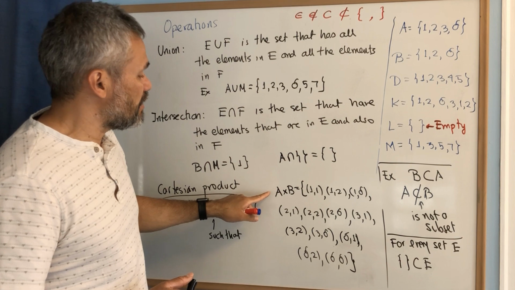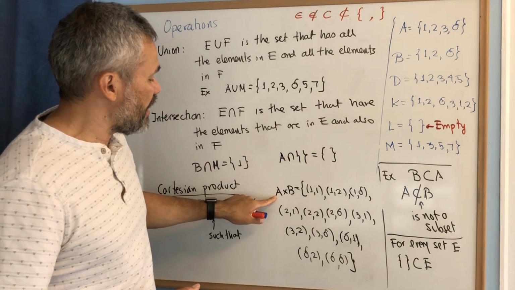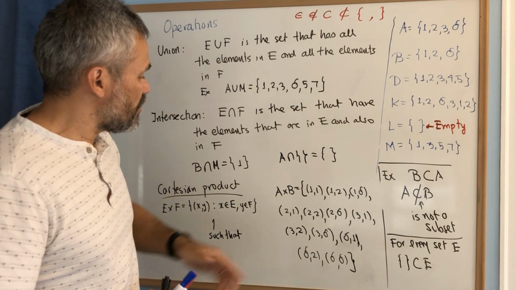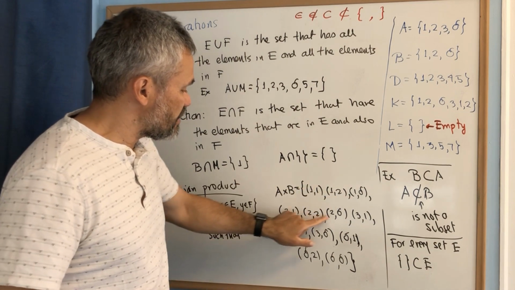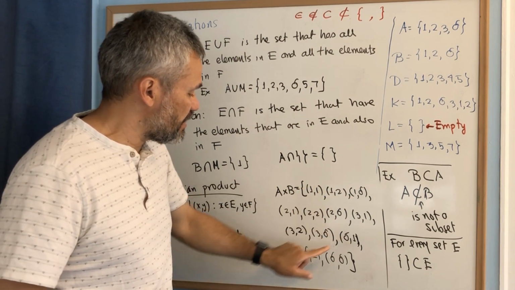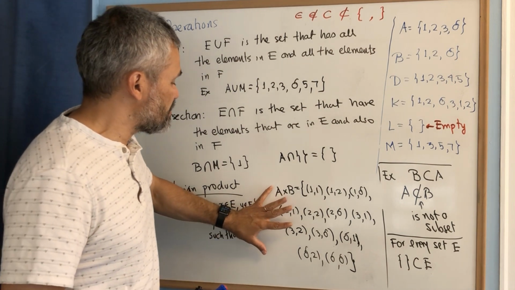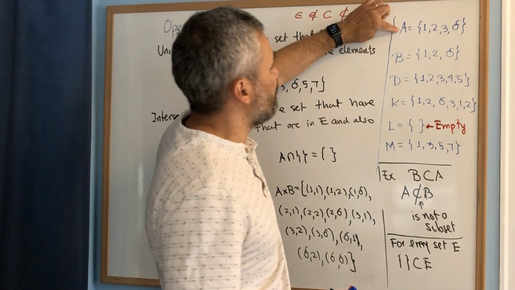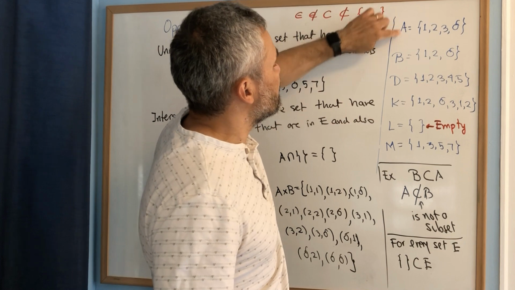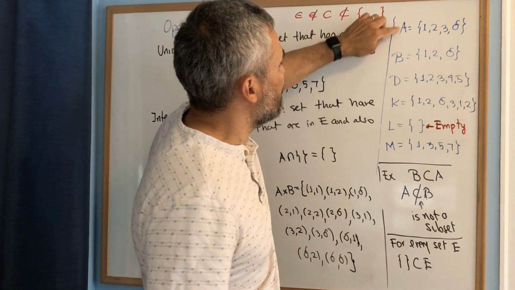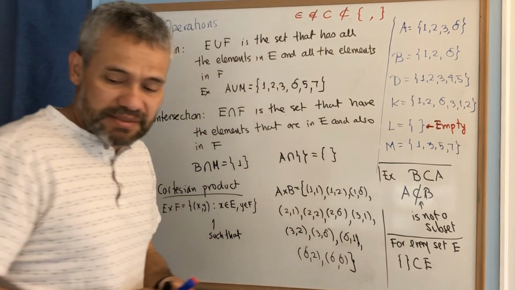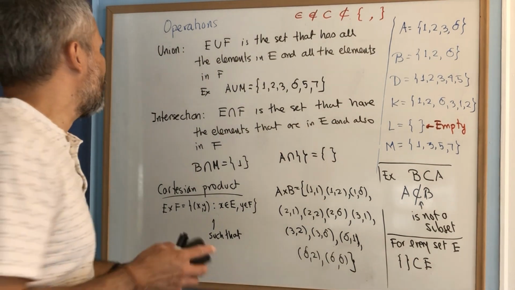Notice that here the number of elements of A cross B is going to be 1, 2, 3, 4, 5, 6, 7, 8, 9, 10, 11, 12. You can check that in general, the number of elements of A cross B is equal to the number of elements in A times the number of elements in B. 4 times 3 is 12.